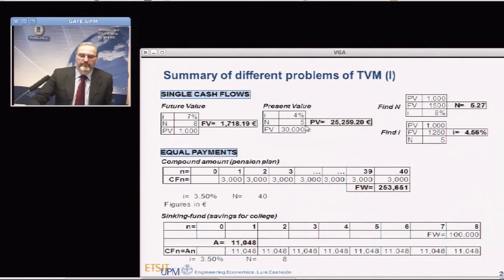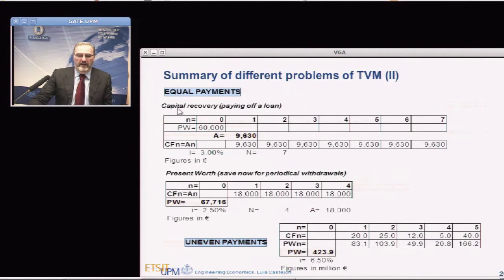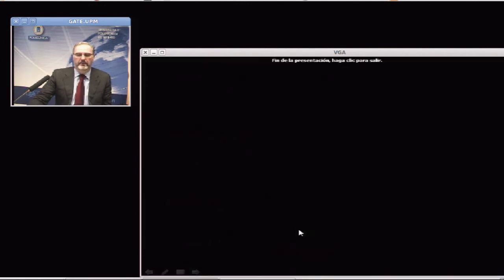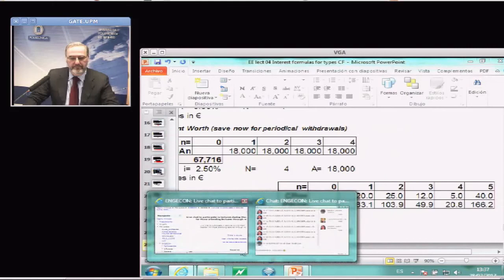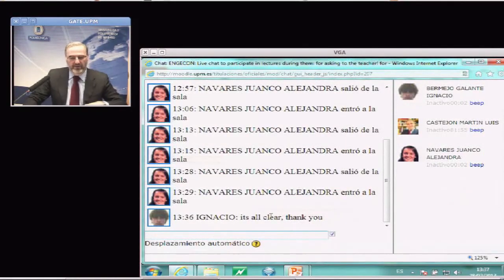So you see here a summary of the different problems of time value of money. We have seen the single cash flow, for future value, present value, finding N, finding I. For equal payments, the compound amount, the pension plan, the sinking fund for savings for college, the capital recovery, paying off a loan, or the present worth, saving now for periodical withdrawals, and all the uneven payments. So that's a summary of this lecture. Is there any question? It's all clear. Thank you, Ignacio.